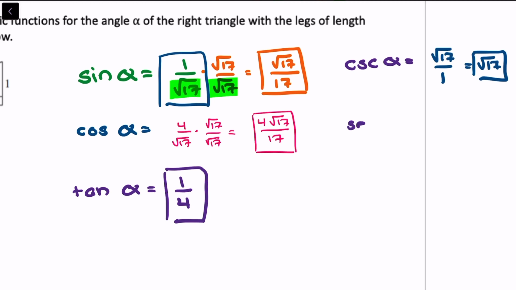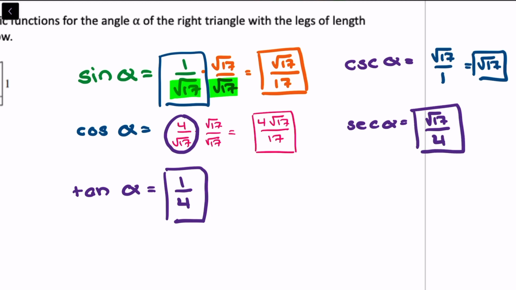Let's do the secant of alpha. Again, earlier I found that I had 4 over the square root of 17. So this will be the square root of 17 over 4. And then last, I want to find the cotangent. The cotangent is just the reciprocal of the tangent, so it equals 4.